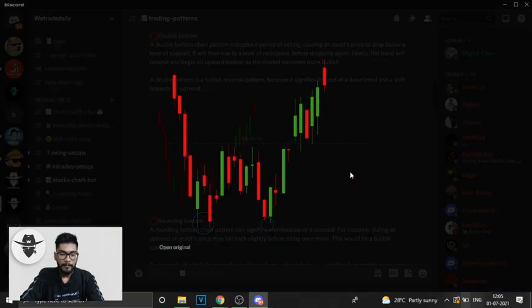Next is the double bottom pattern. Again, one of my favorite patterns. It is just similar to the double top.